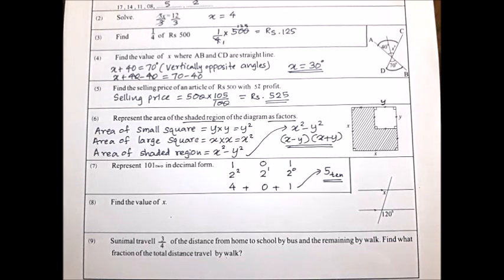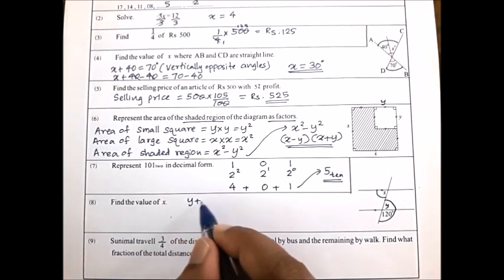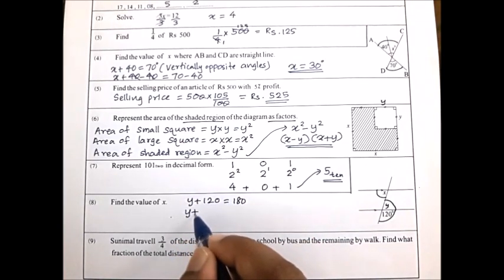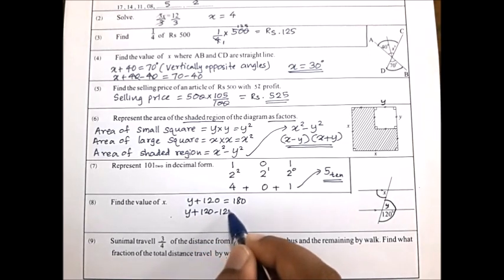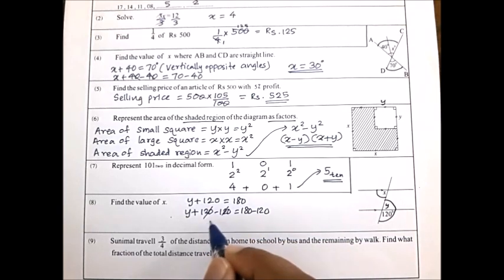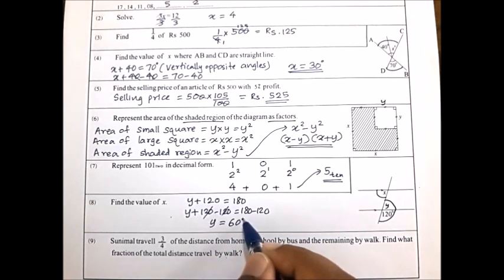Eighth question. Find the value of x. I am going to take this angle as y. What is the sum of y and 120? The sum of angles on a straight line is equal to 180. y plus 120 equals 180. Then subtract 120 from both sides. Value of y equals 60 degrees.